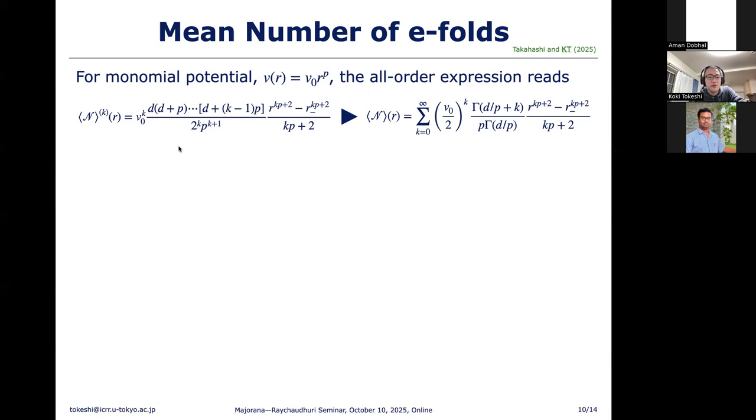So this shows the k-th order correction to the mean number of e-folds when you choose a monomial potential. And by summing up all order expressions, you can write down the all-order perturbative expansion of the mean number of e-folds in the small noise regime.